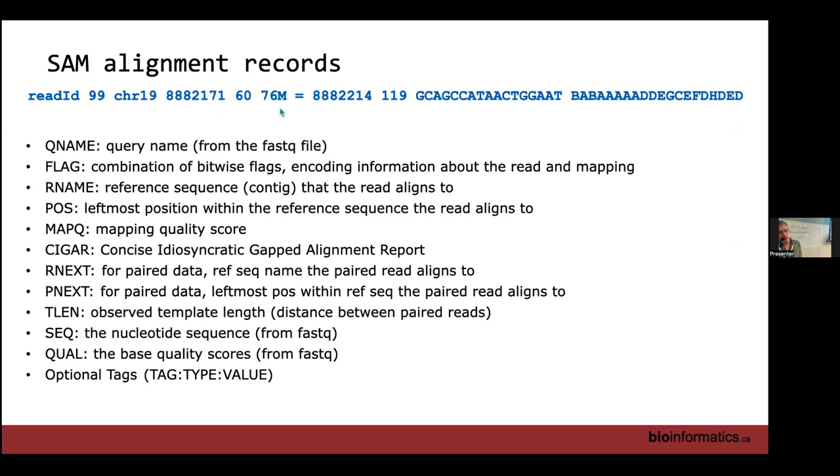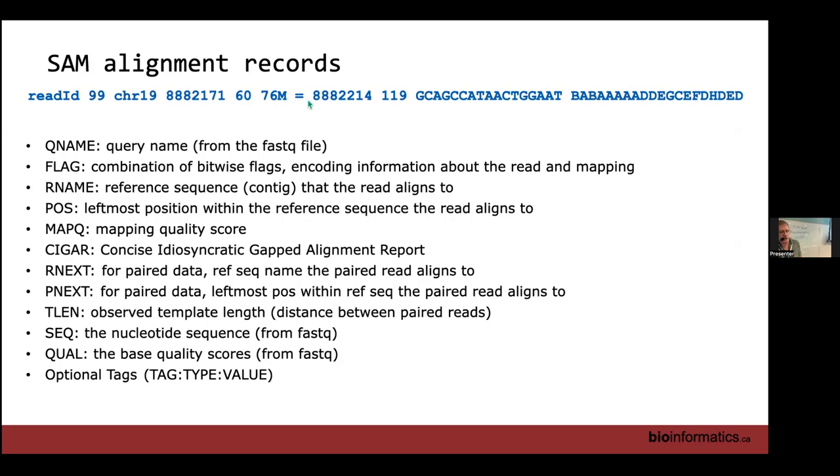This is very simple here, but it can be quite complicated. It's called a CIGAR string, which I'll describe. In this case, it's saying that this sequence is 76 bases long, and they align perfectly. There may be mismatches in there, but there are no insertions, no deletions. It's a one-to-one mapping of the 76 bases to the reference.